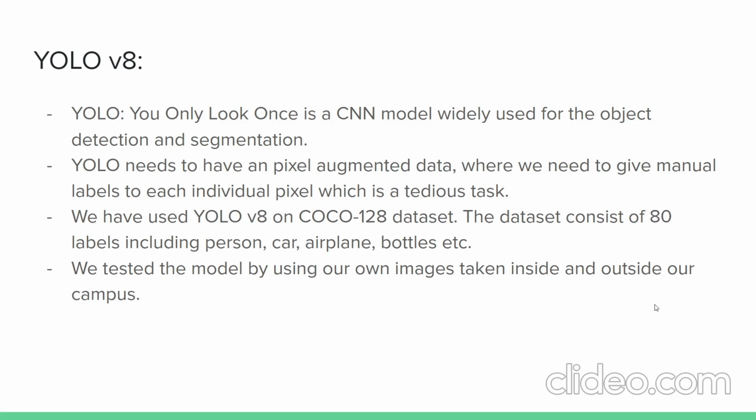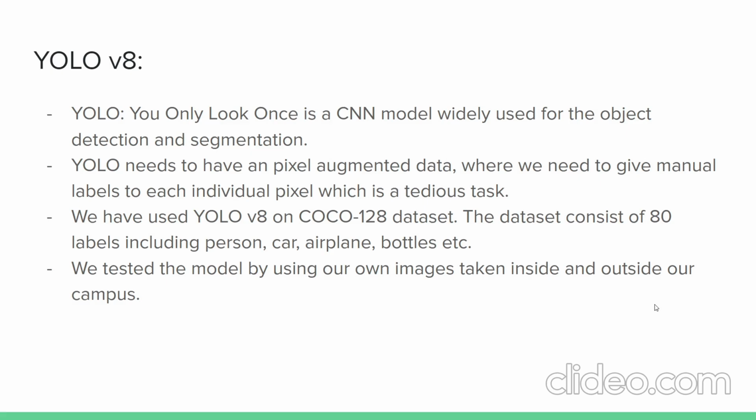The key idea behind YOLO is to treat object detection as a regression problem, where the algorithm directly predicts the bounding boxes and class probabilities for multiple objects within an image in a single pass. Unlike other object detection algorithms that use a sliding window or region proposal based approaches, YOLO divides the input image into a grid and makes the prediction based on that grid. YOLO needs pixel-annotated data where we need to give manual labels to each and every individual pixel, which is a tedious task.